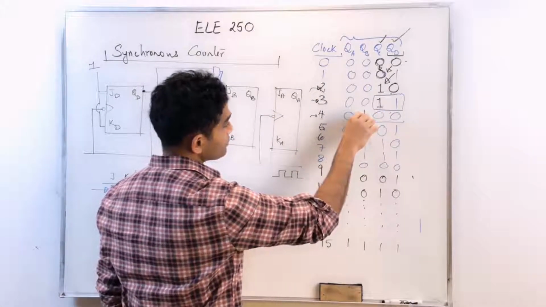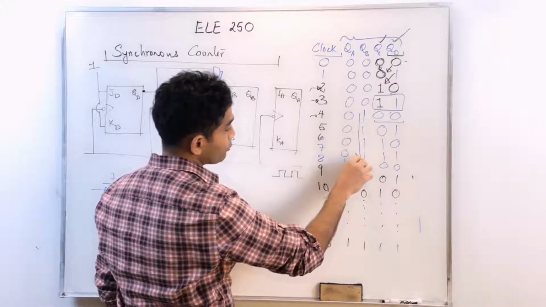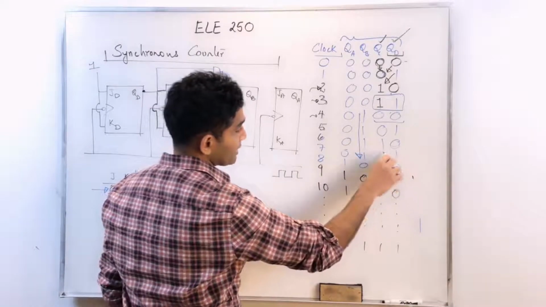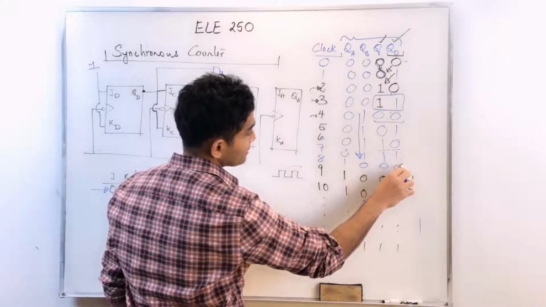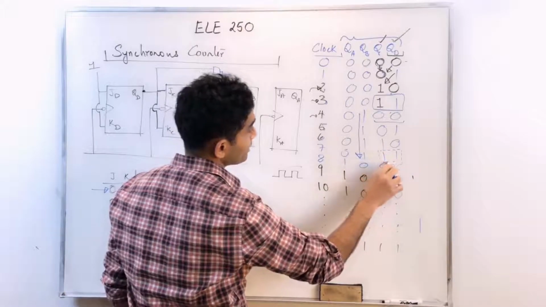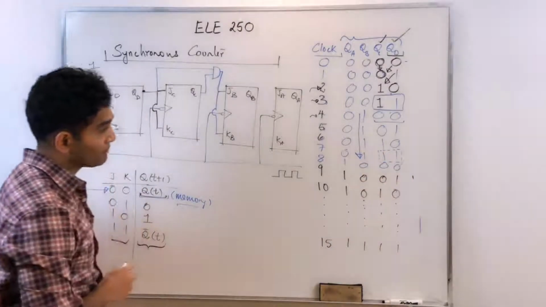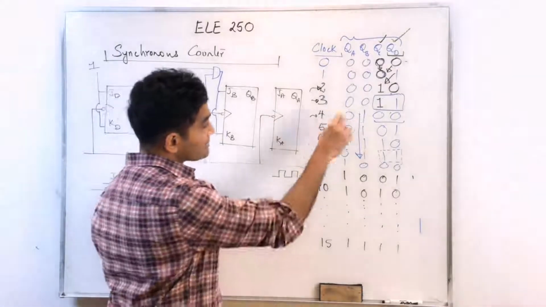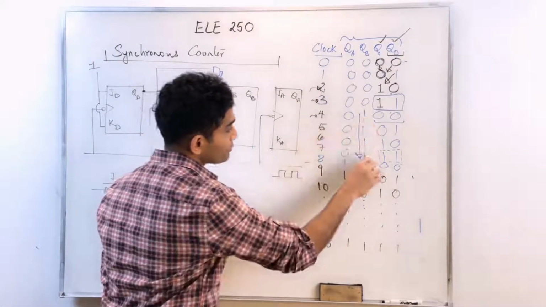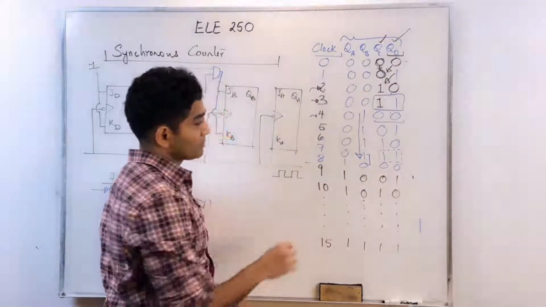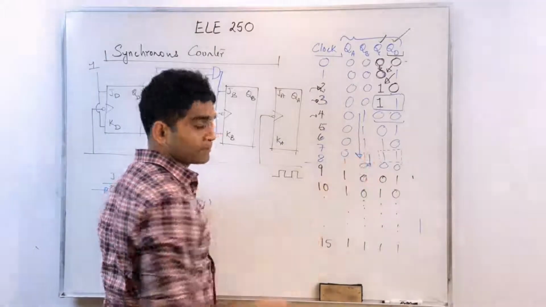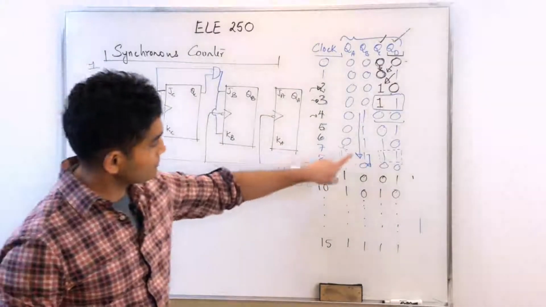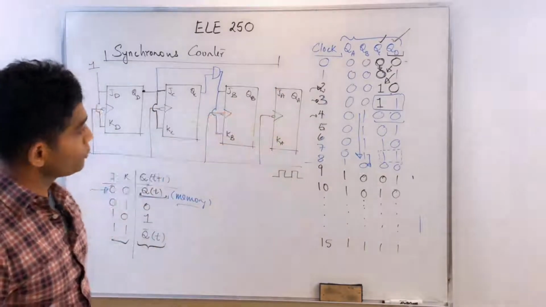So these values remain. When do they toggle again? They toggle again when my QC and QD become 1 again, both 1 at the same time. And in the next active edge, my QB toggles again, from 0 to 1, from 1 to 0, and so on. So I got this response for QB.